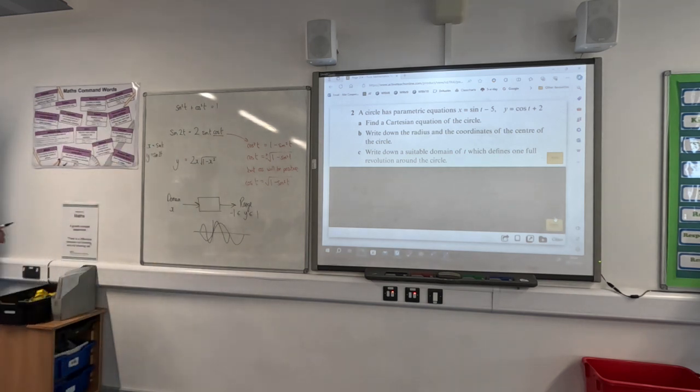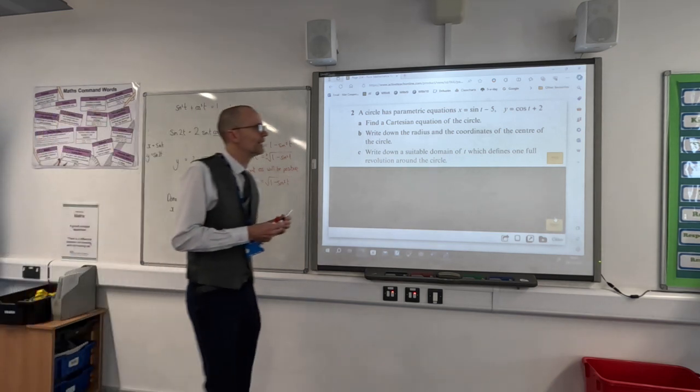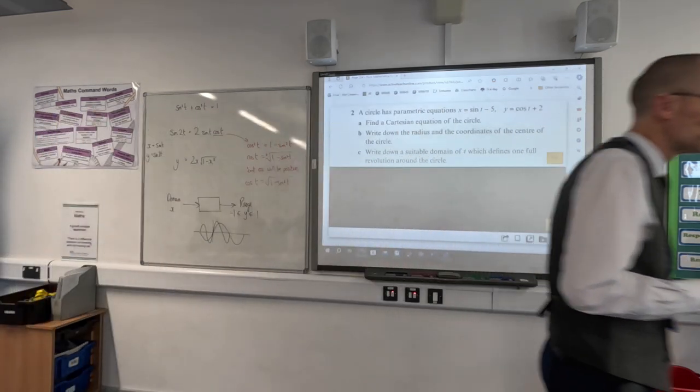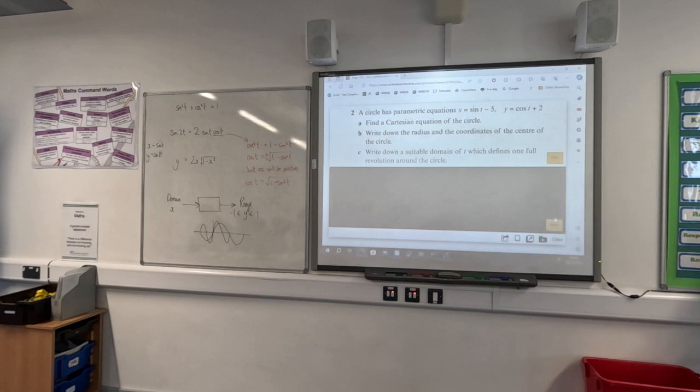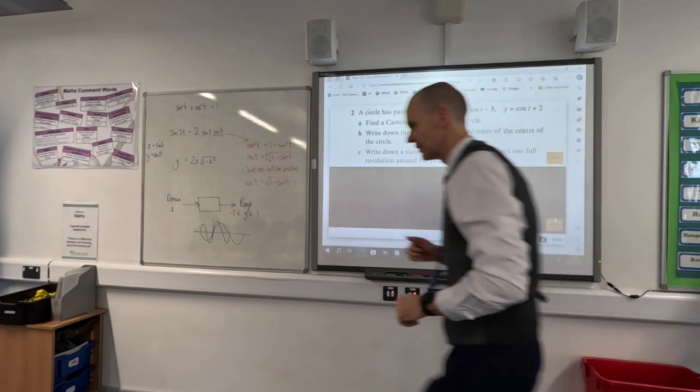So you've got to rearrange both equations, one as sine equals and the other as cos equals, and substitute it into here. And then it's about remembering our circle theory stuff from last year. See if you can remember how you work out the radius and centre when you've got the equation of a circle. That's a good revision.